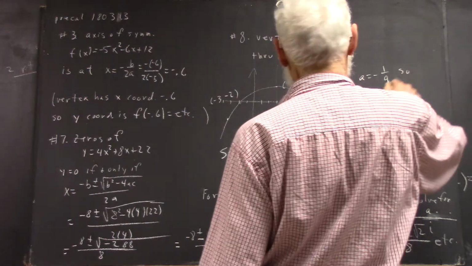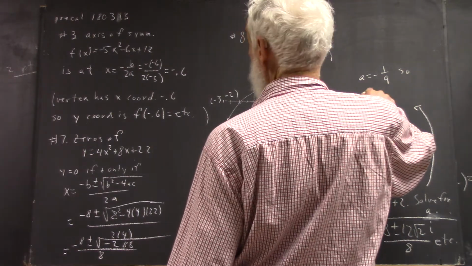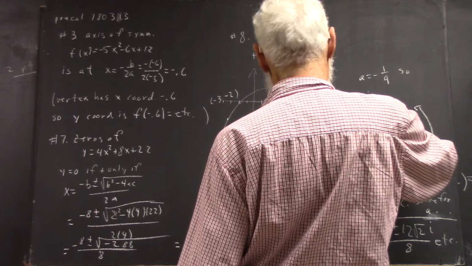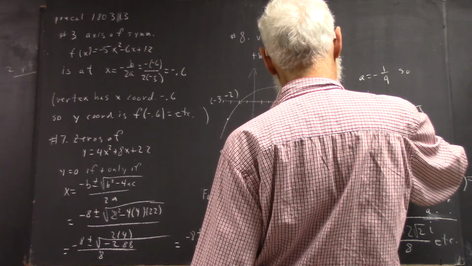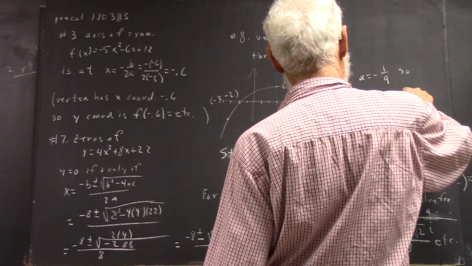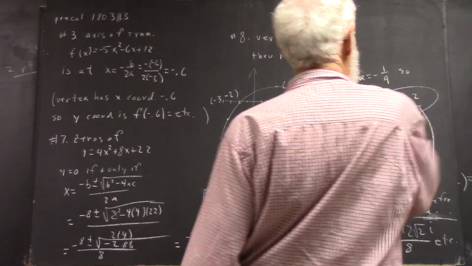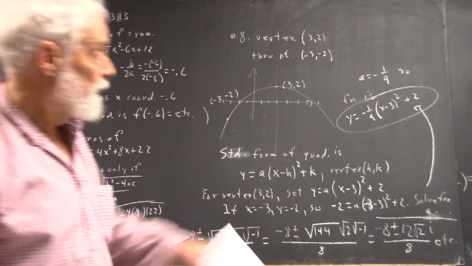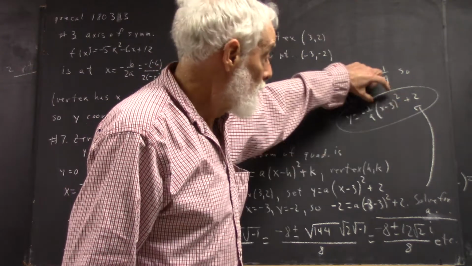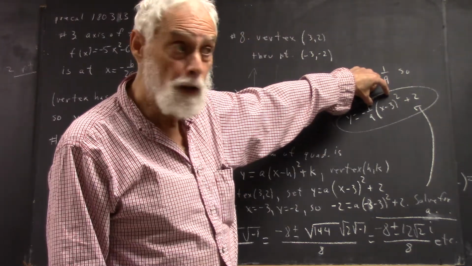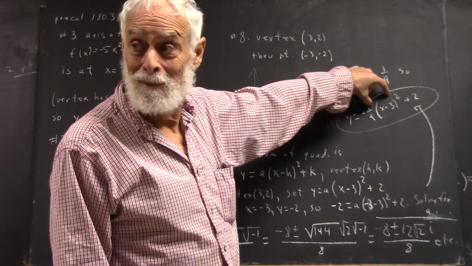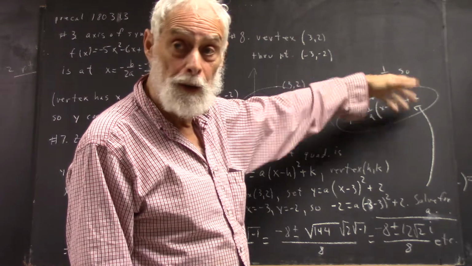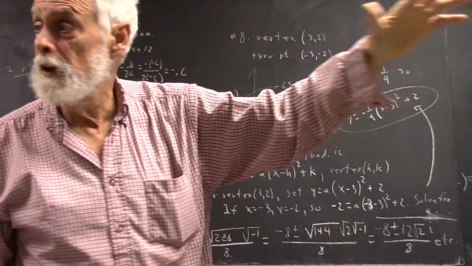So, your function is y equals negative 1/9 times x minus 3 squared plus 2. We can take this and square that x minus 3 using the distributive law, and then multiply through by the 1/9, and we have an ax squared plus bx plus c form.